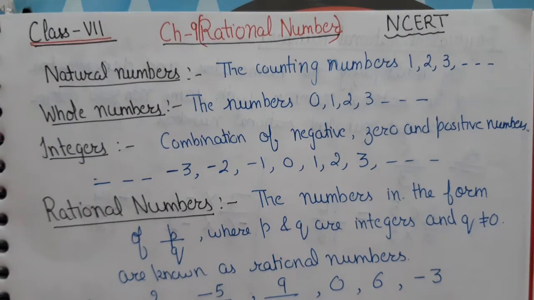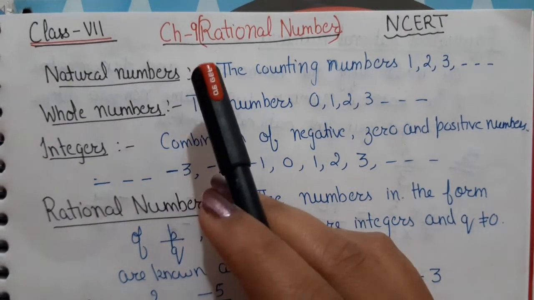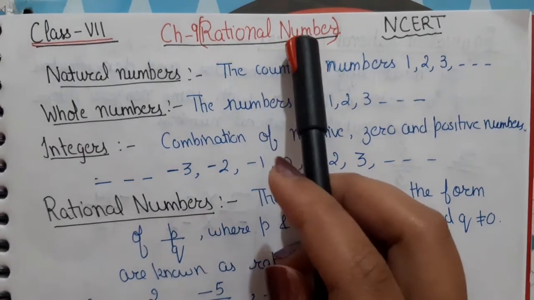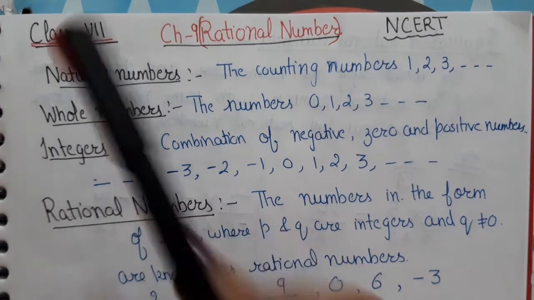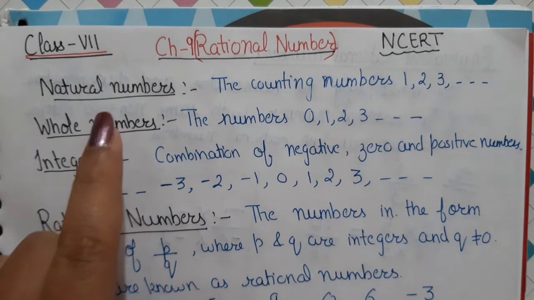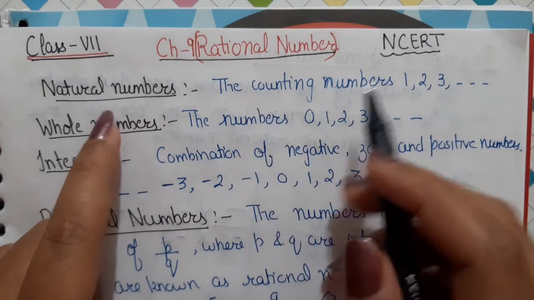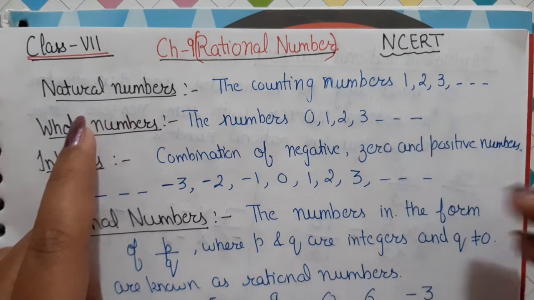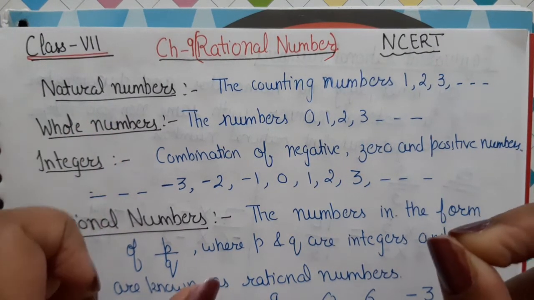Hello children, in this video lecture we'll start chapter number 9, rational numbers, of class 7th. So first of all let's discuss the numbers. First is, what are natural numbers? The counting numbers starting from 1, 2, 3 and so on. These are the natural numbers.